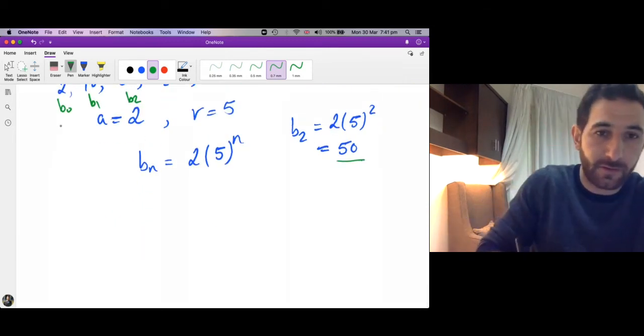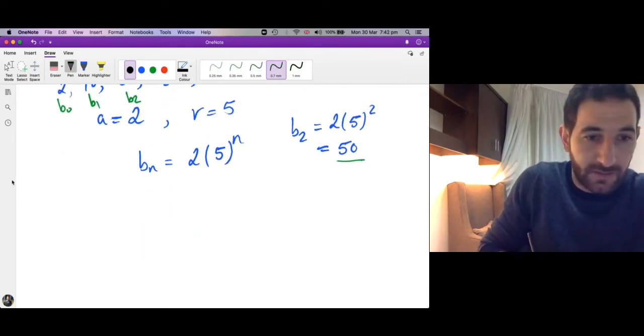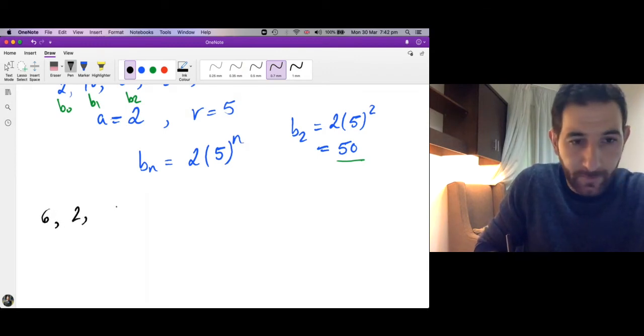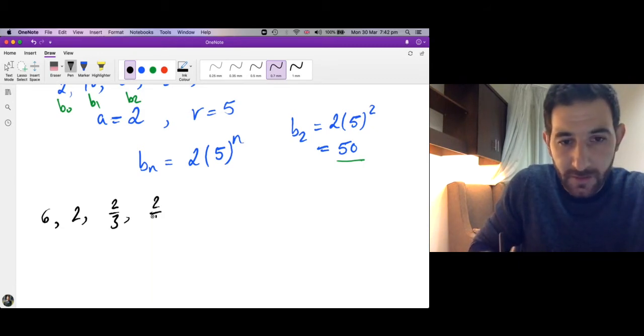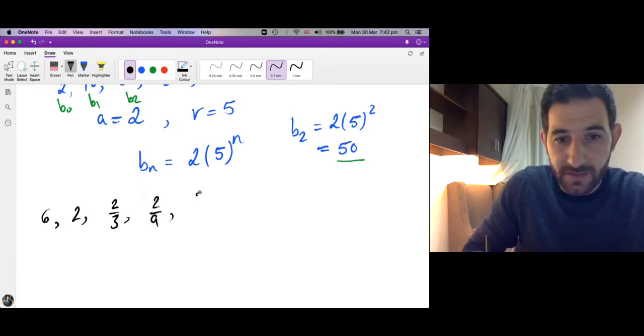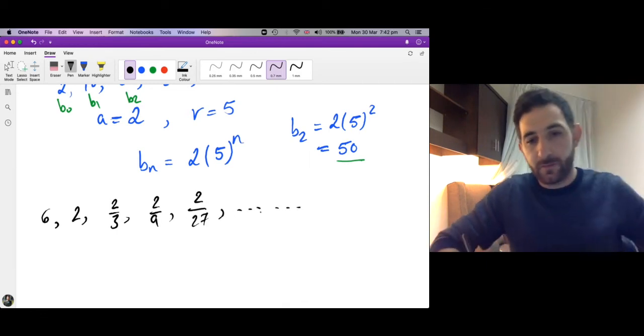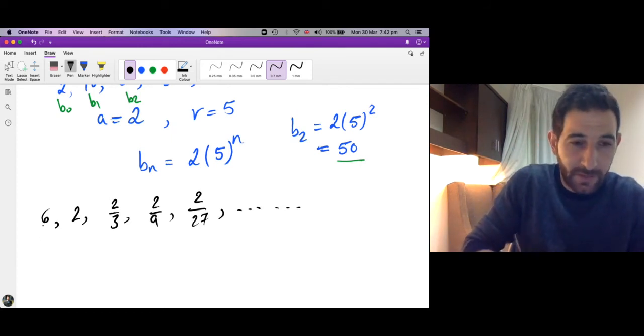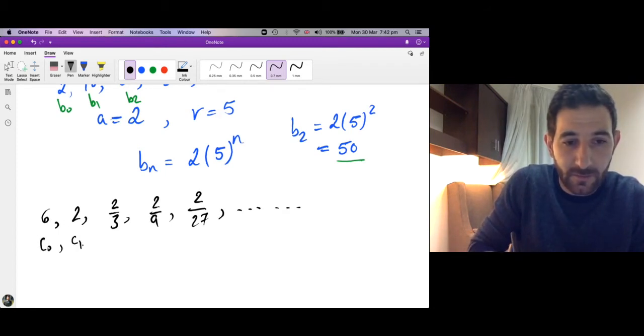Okay, let's have another example. Look at this. 6, the first term, 2 is the second, 2/3 is the third, 2/9, and then 2/27. Do you see the pattern here? By the way, one definition of mathematics is the study of patterns. What is the pattern here? Let's call the sequence C_n. So this is C0, this is C1, this is C2, this is C3.